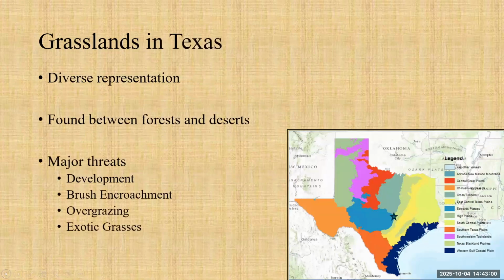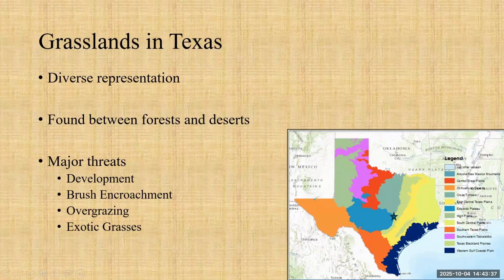So in Texas, they have a fairly diverse representation from alpine to East Texas piney woods, Tyler, right? So very different plant communities, but they're all classified as grasslands. Even within Texas, they're found between forest and deserts. Forests are on the east side of Texas, deserts are on the west. Across that range, the threats to these grasslands are largely the same: development, brush encroachment, overgrazing, exotic grasses.